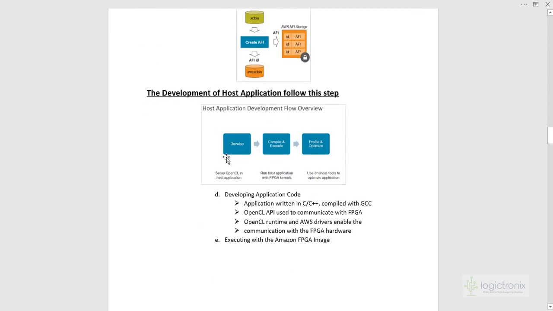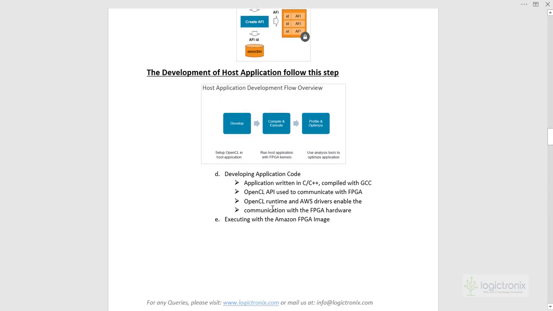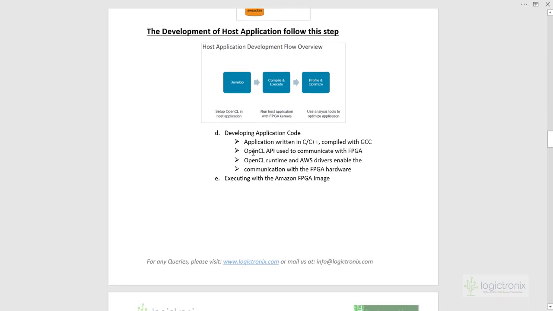Talking about the host application, we first have to write the OpenCL application. The host application can only be written in OpenCL and also in C++ with the GCC compiler. The base utilization is the OpenCL compiler, and while we run C++, we need to have the GCC compiler, and the OpenCL API converts that C++ application and communicates with the FPGA. We also have to include the driver settings for communicating with the main FPGA core. So this is the application code development section. This is the first step.